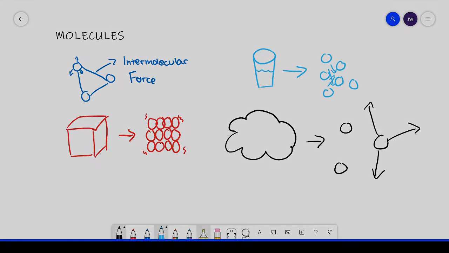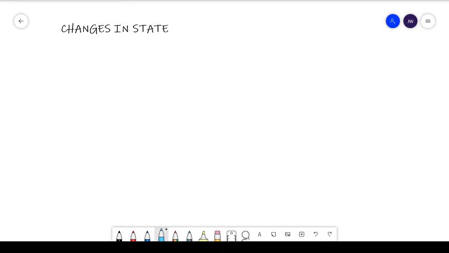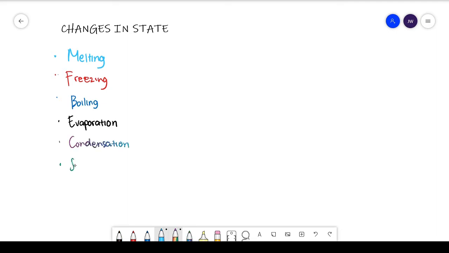Now, let's move on. Moving on to changes in state. Every state of matter can change into another state of matter. For instance, solid to liquid and liquid to solid. But there are many more. There are six types of changes in state, which are melting, freezing, boiling, evaporation, condensation, and sublimation.